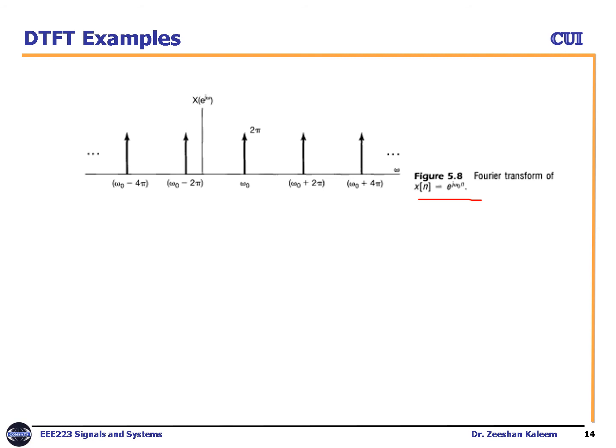For example, at omega naught you have an impulse of area 2 pi, and then it will repeat periodically after a 2 pi interval, because you know that the period of the discrete time Fourier transform is 2 pi. So after 2 pi, then 4 pi and 6 pi, and similarly on the negative side, minus 2 pi, minus 4 pi, and so on.